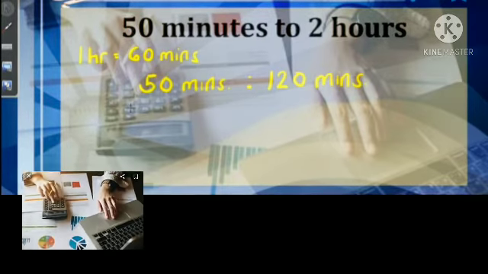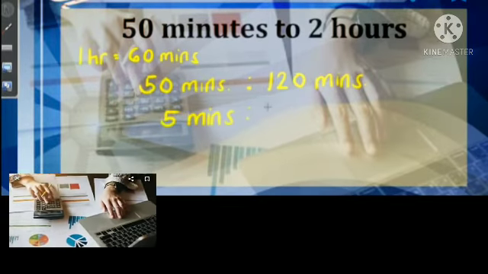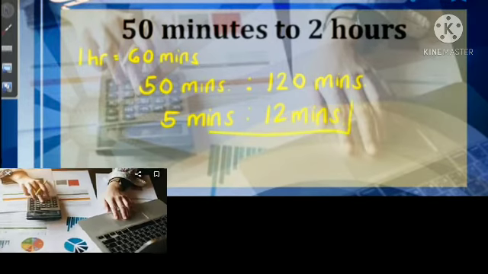So we need to simplify this by dividing both sides by 10. So we have 5 minutes is to 12 minutes. So this is now the new ratio.